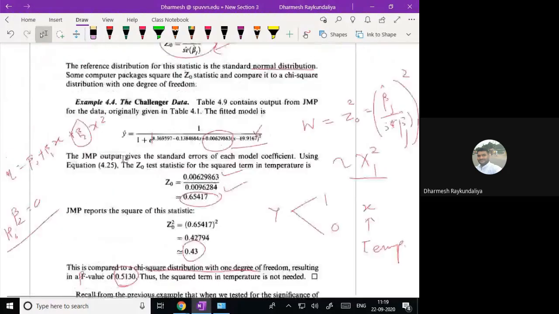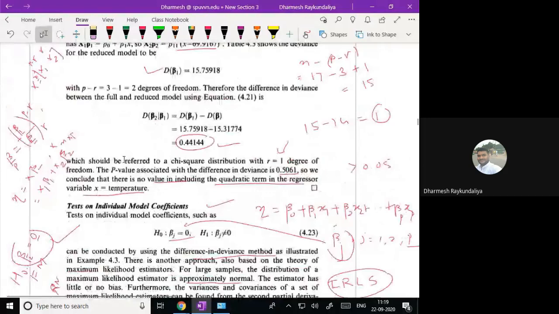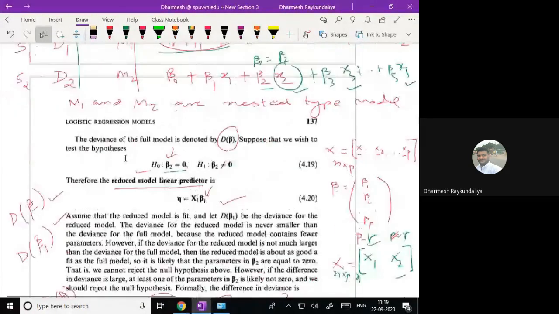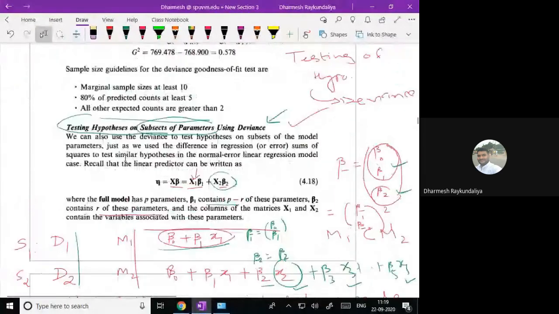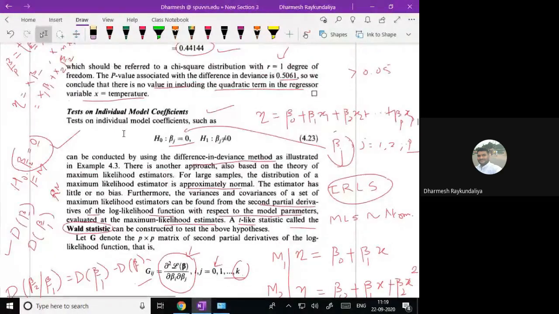So how to assess the individual testing of parameters? There are two approaches. One is testing of hypothesis on a subset of regression coefficients using the deviance, and the second one is the individual testing. You can perform in both ways. If you are using the testing of a subset of regression coefficients, you do not require finding the Hessian matrix. You can directly take the decision over there.